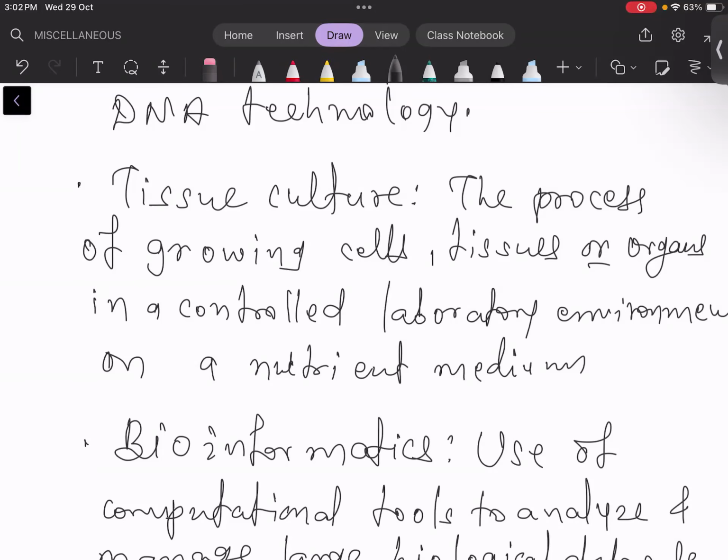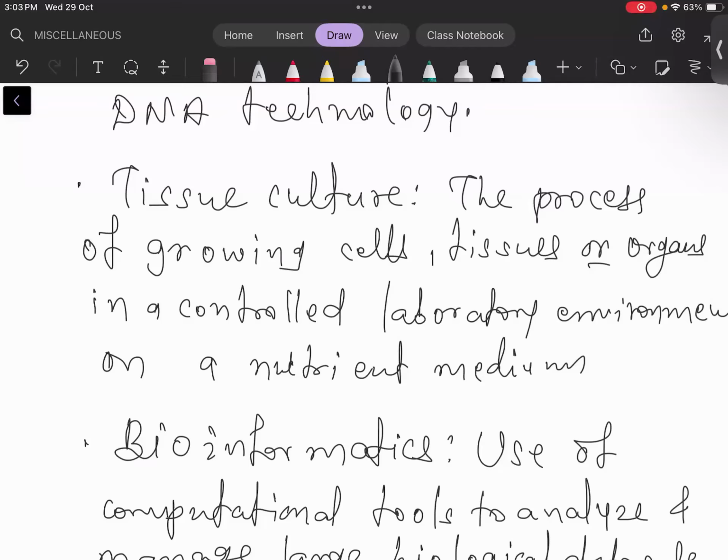Basically, there are different tools used in biotechnology, like transfection or electroporation, then chemical mediated transfer, then microinjection, gene gun. So these are the various techniques. And of course, there are around 10 branches of biotechnology.